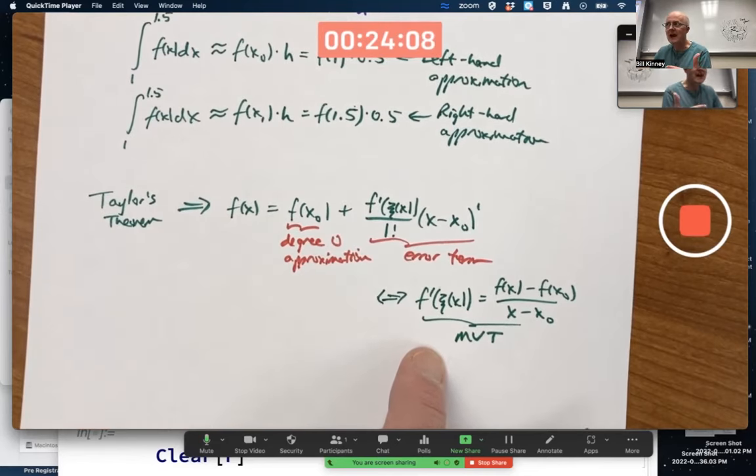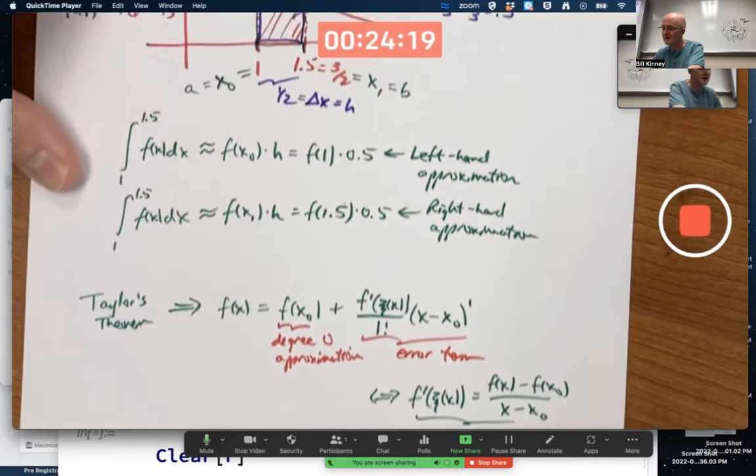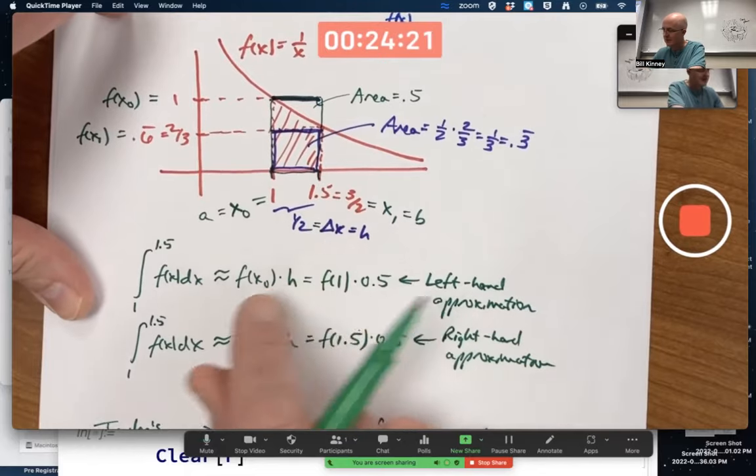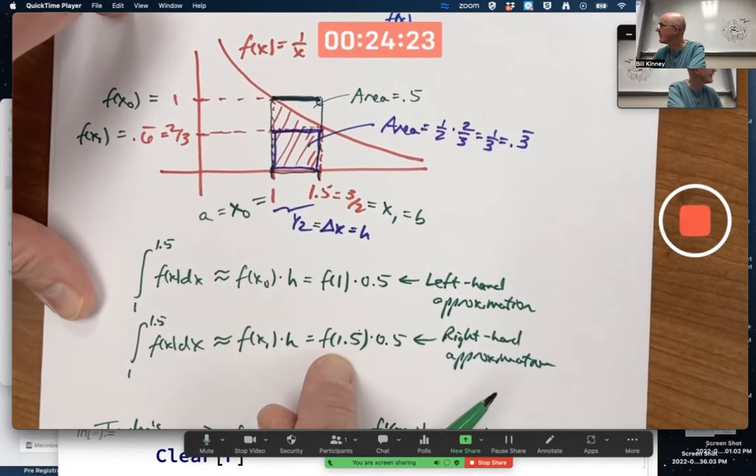What are we interested in doing now? We're interested in coming up with an error term for numerical integration. That's why we're doing this. We're trying to do numerical analysis. We're trying to understand, you know, we can do these approximations, but how good are they? What's the error?